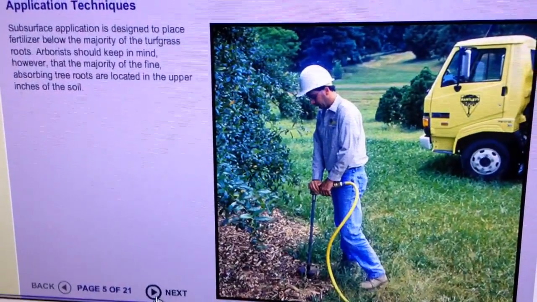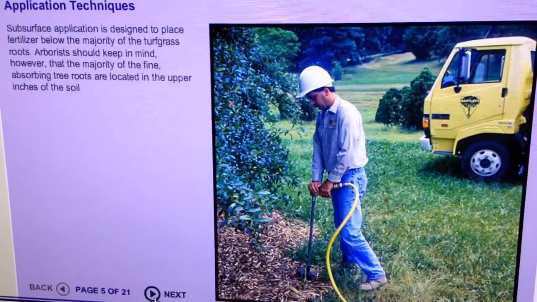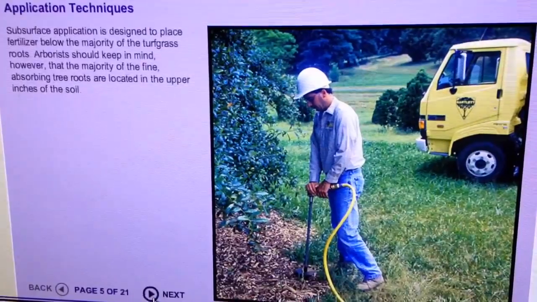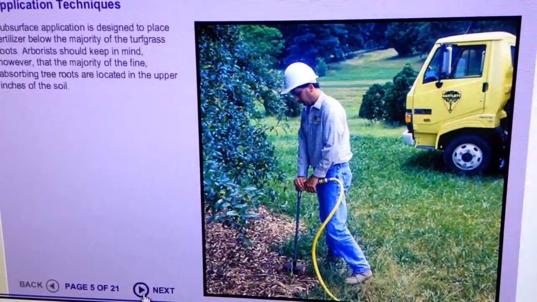Subsurface application is designed to place fertilizer below the majority of the turfgrass roots. Arborists should keep in mind, however, that the majority of the fine absorbing tree roots are located in the upper inches of the soil.